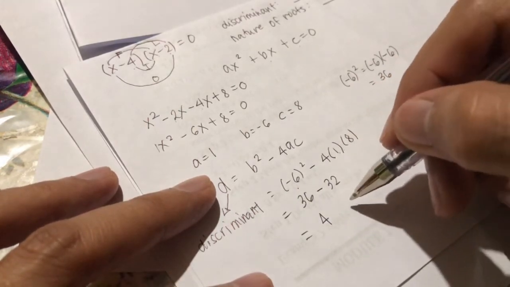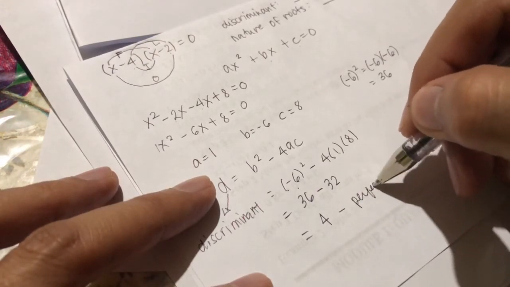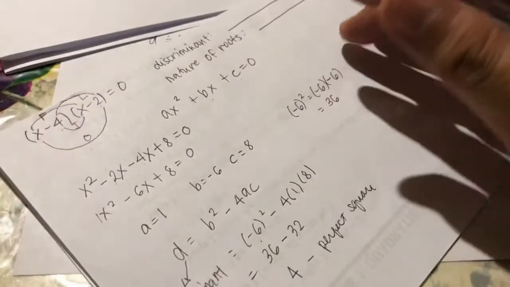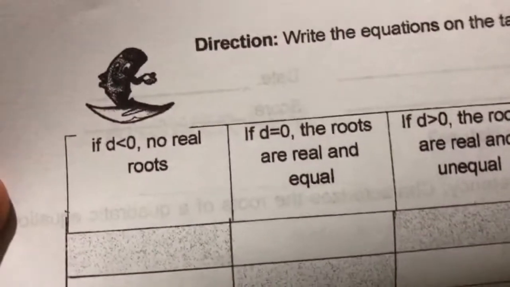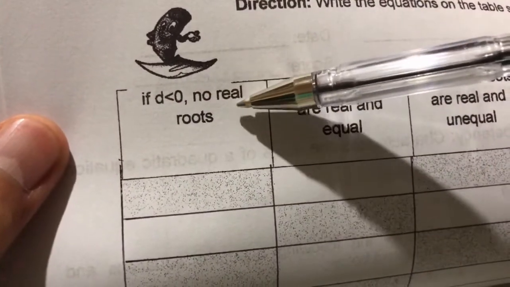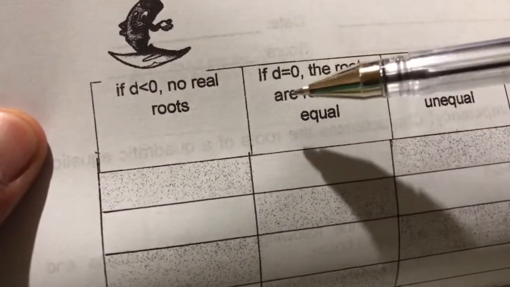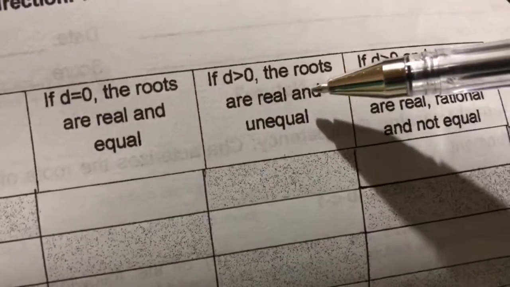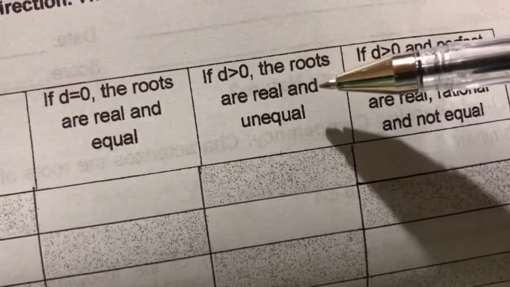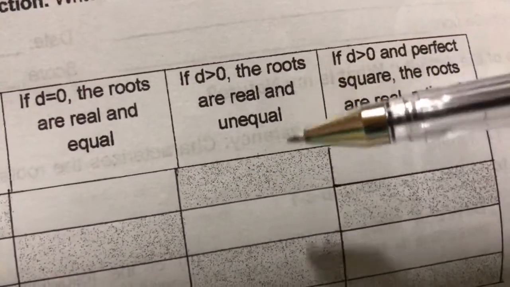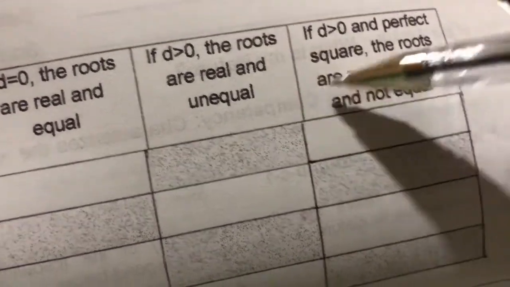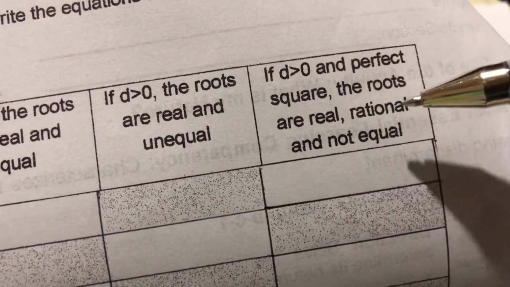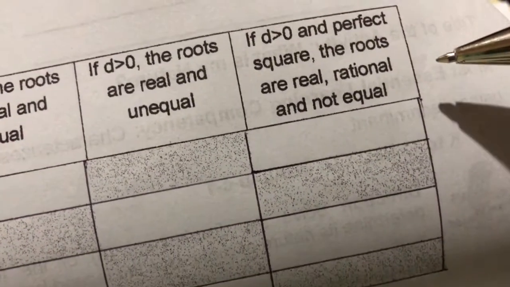Ang 4 is a perfect square number. Okay? So, pag sinabi natin perfect square number siya, saan kaya siya dito? If your discriminant is less than 0, no real roots. If your discriminant is equal to 0, real and equal. If your discriminant is greater than 0 and it is not a perfect square, ito yun, real and unequal. If your discriminant is greater than 0 and perfect square siya, the roots are real, rational, not equal.